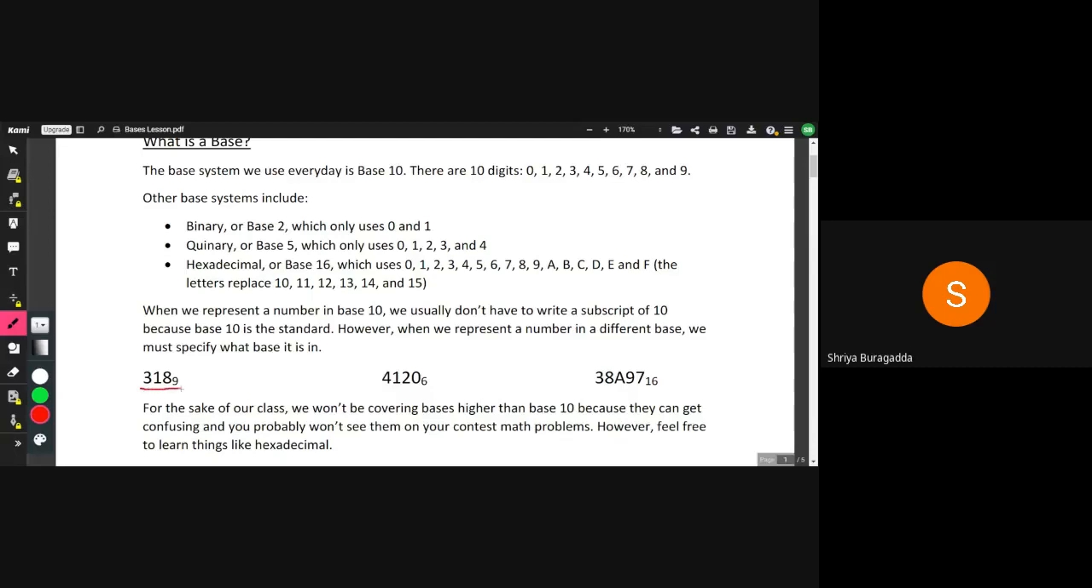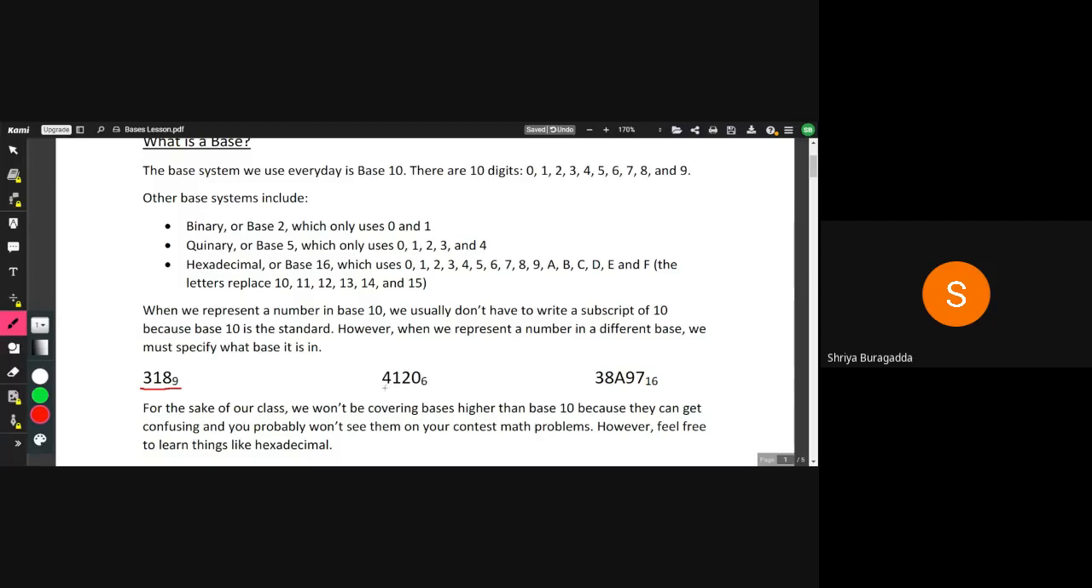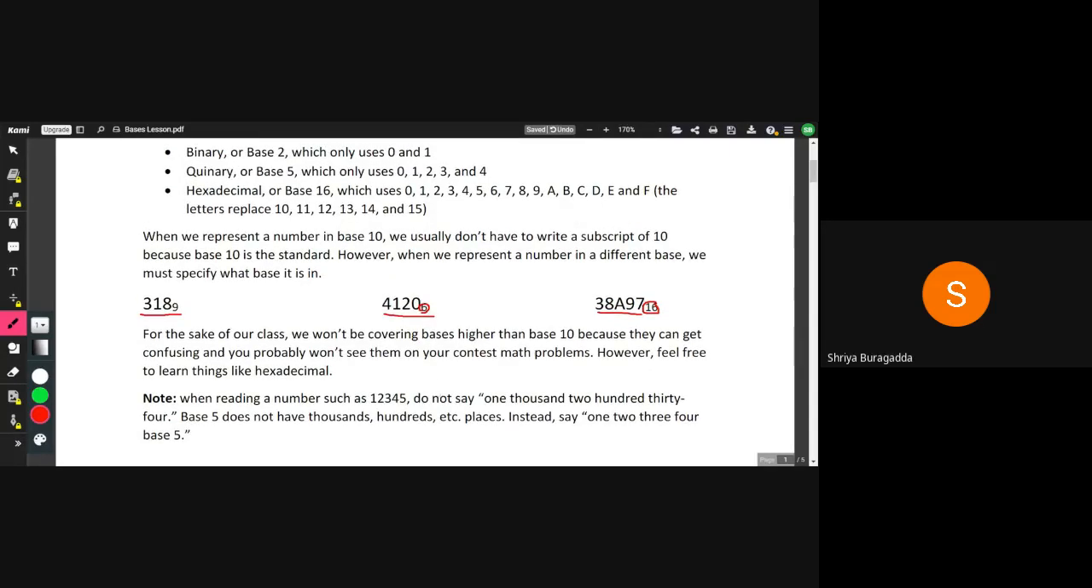So these are some examples. This is 318, and the 9 shows you that it's base 9. 4120, this 6 shows you that it's in base 6, and 38A97, and this shows that it's in hexadecimal. For the sake of our class, we won't be covering bases higher than 10 because they're kind of confusing, and you're probably not going to see them on contest math, at least for middle school, which most of you are middle schoolers, I'm assuming. But I think AOPS has lessons on hexadecimal as well that you could check out.